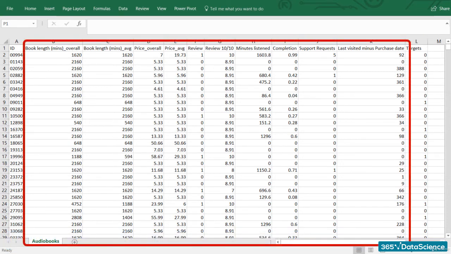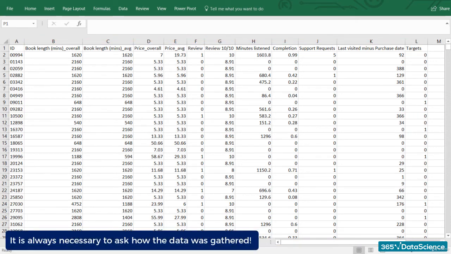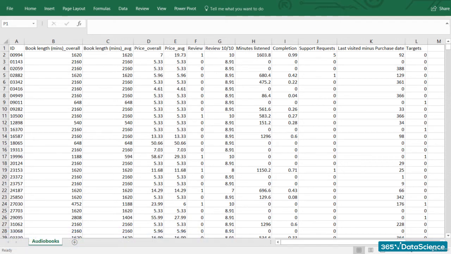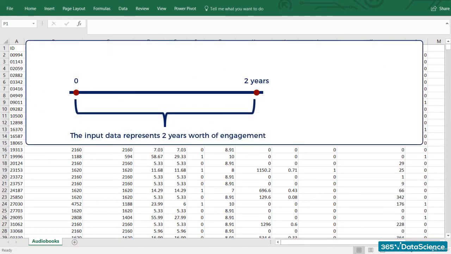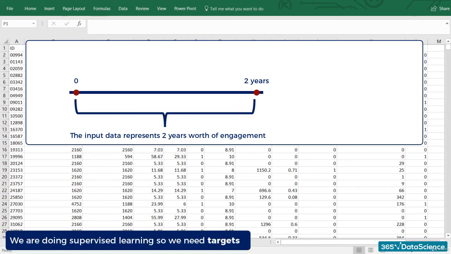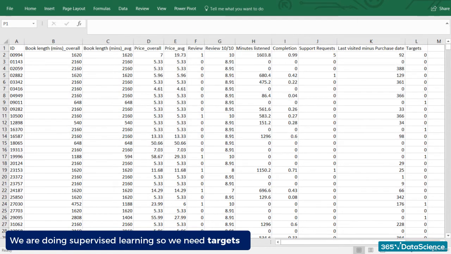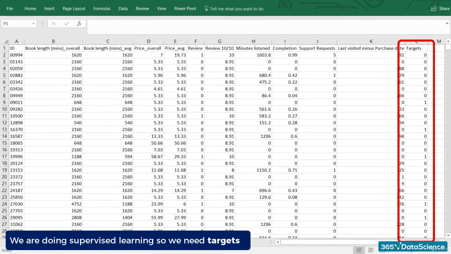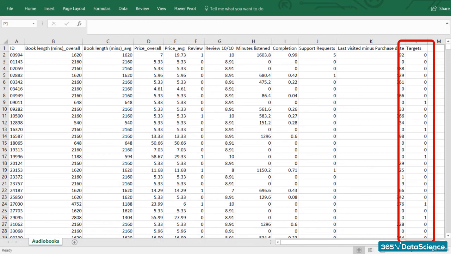All right, these are our inputs. It is always necessary to ask how the data was gathered. This piece of information is valuable for any analysis. The data was gathered from the audiobook app, as we said. It represents 2 years' worth of engagement. Now, we are doing supervised learning, so we need targets, right? The targets will be a Boolean: 1 if a person converted, and 0 if he or she didn't.